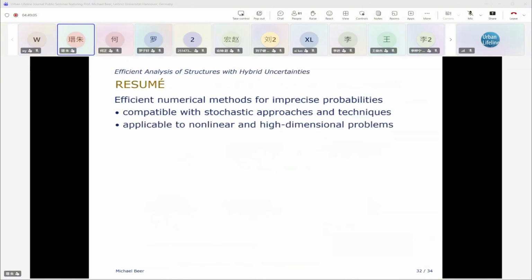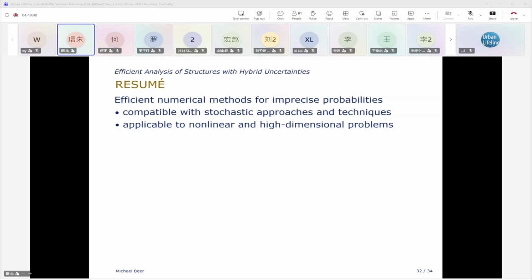So the whole thing leads to the conclusion that imprecise probabilities are a demanding challenge if we want to do an efficient analysis with them, because we have the additional layer of these intervals in the structural model, and intervals or fuzzy sets in the distribution functions, which really blows up the complexity of the problem. But there are clever solutions to still solve the problem with a low numerical effort, only a little bit higher than the standard stochastic analysis. That can also handle nonlinear and high-dimensional problems, and the whole thing is completely compatible with our stochastic approaches.